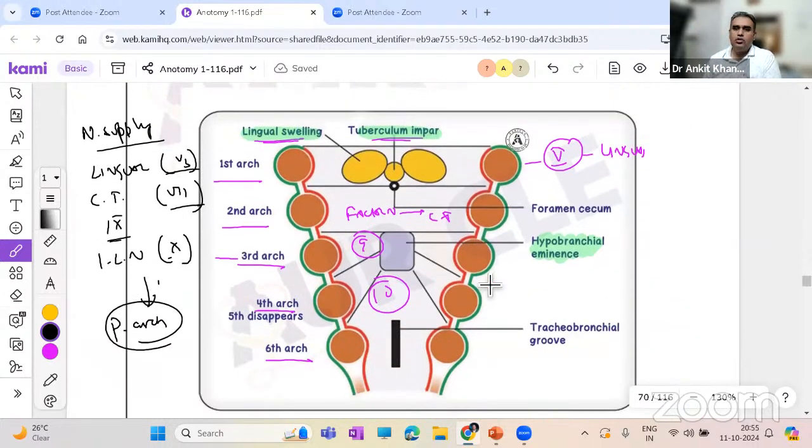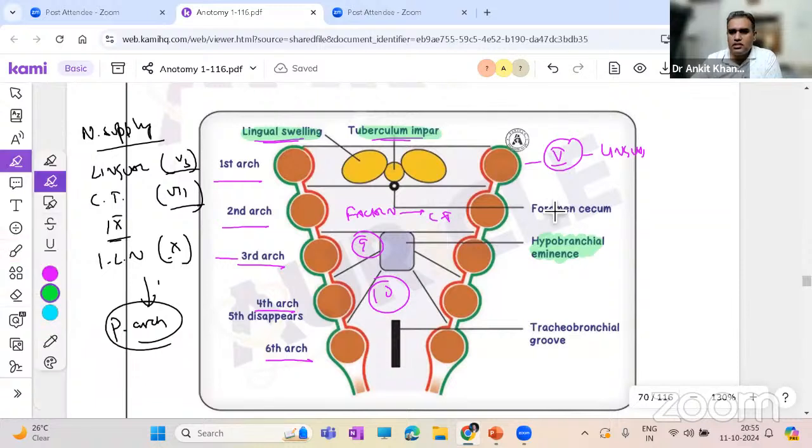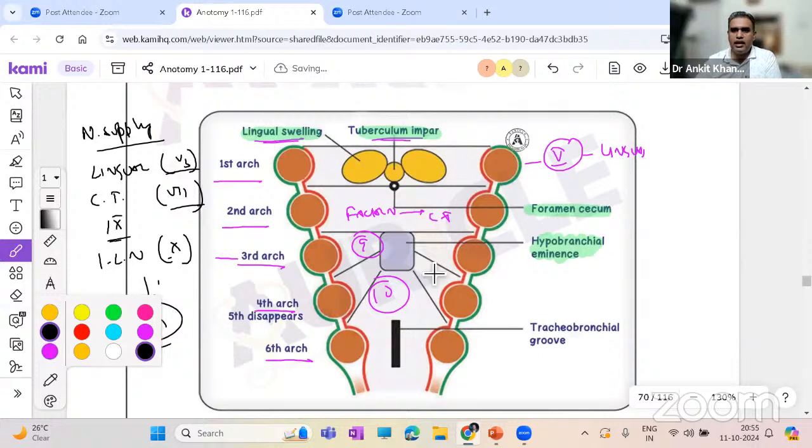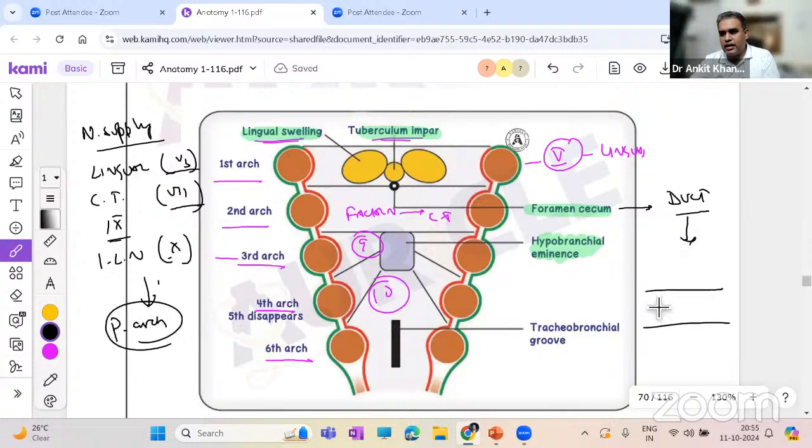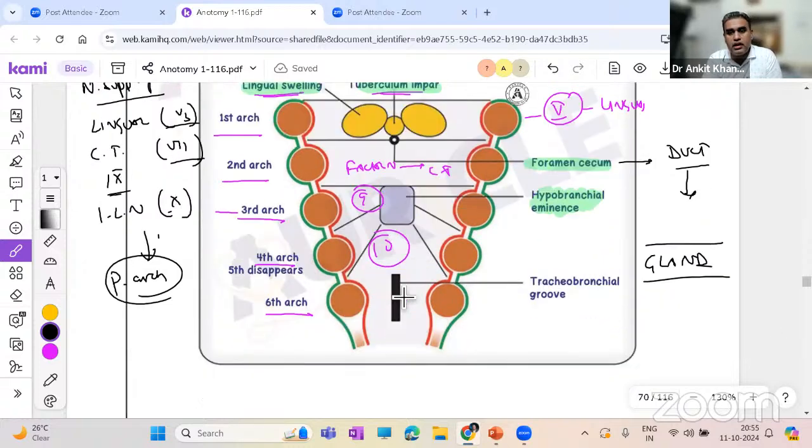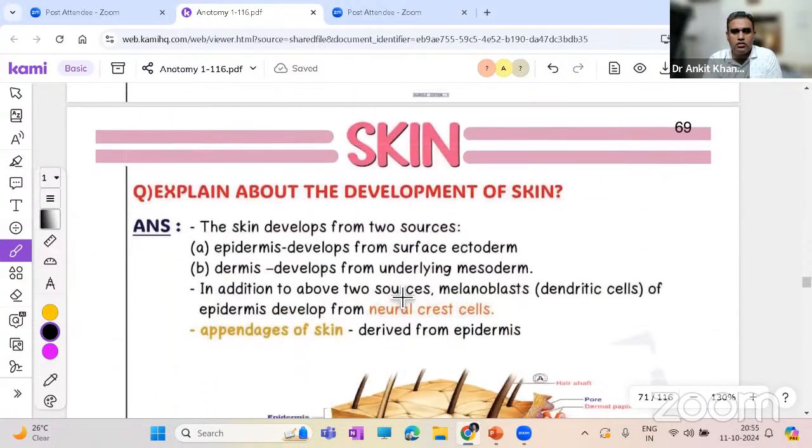And do remember the small word over here also. What is that? Foramen cecum. What is the importance of this? Let me just highlight it a bit over here. From this foramen cecum, a duct will go down, and that is going to form a gland, guys. I leave it up to you as homework. From foramen cecum, a duct goes down and gives rise to a gland. Find out, and learn its embryology also.